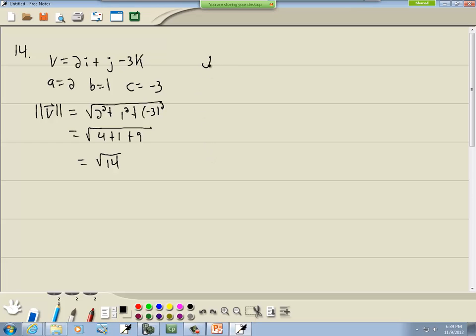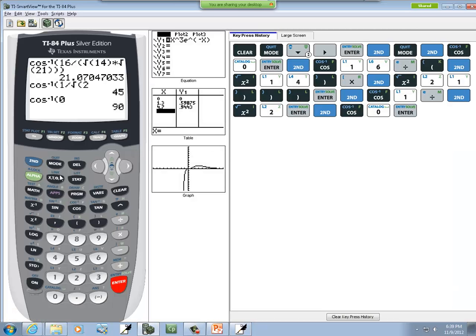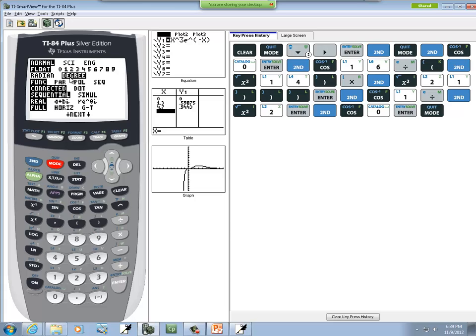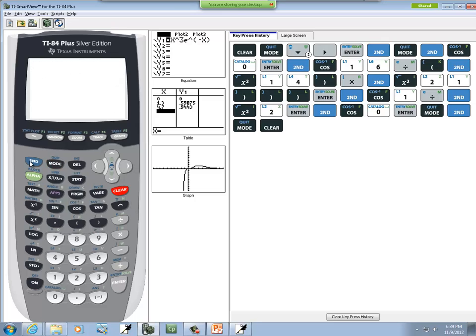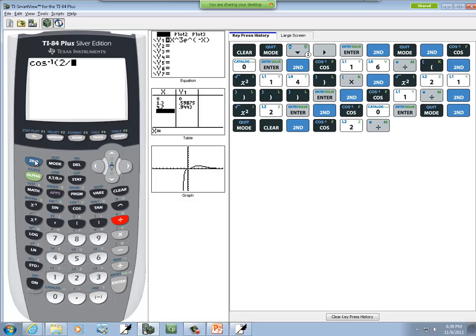Okay, so our first one. A over the magnitude of v, which would be A, which is 2 over the square root of 14. Now again, you want to make sure you're in degrees on this, by the way. Go to Mode, and then you want degrees to be selected here. Okay, so I'm going to do the inverse cosine of 2 divided by the square root of 14, and we get 57.7.